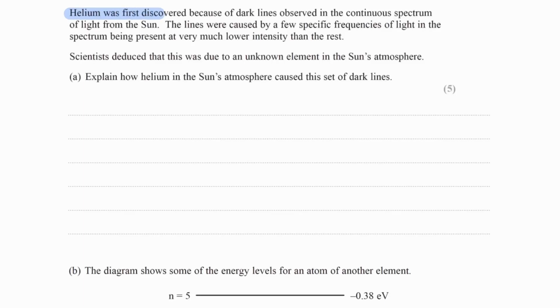Helium was first discovered because of dark lines observed in the continuous spectrum of light from the sun. These lines were caused by a few specific frequencies of light in the spectrum being present at a very much lower intensity than the rest. Scientists deduced that this was due to an unknown element in the sun's atmosphere, and the question is asking us to explain how helium in the sun's atmosphere caused this dark set of lines for 5 marks.